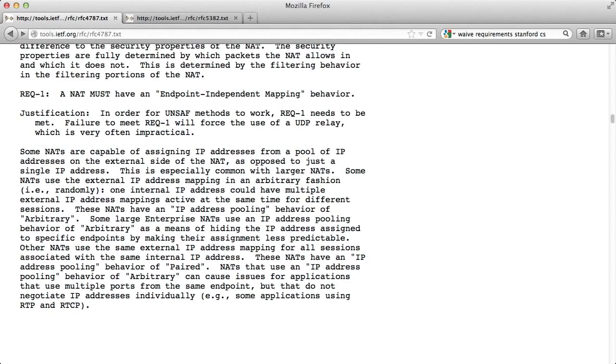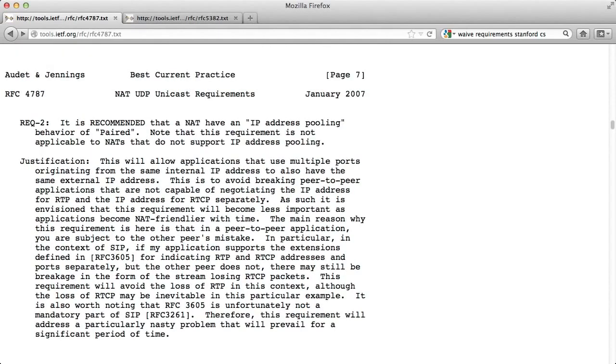A NAT must have an endpoint independent mapping behavior. So what this means, if we return to the terminology used to describe NATs, is that if you were to read through the details of the document, NATs cannot be symmetric, in that the mapping a NAT creates for UDP between an internal IP address and port and an external IP address and port must be independent of what the endpoint is. It can't be a symmetric NAT where it sets up a new mapping for every external IP address and port, because of all the ways that tends to break applications.